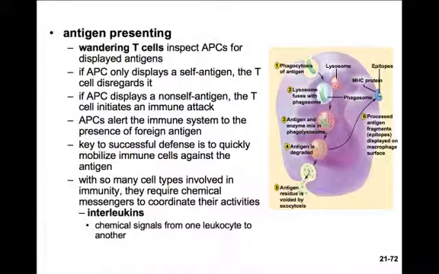With so many different cell types involved in immunity, they're going to require chemical messengers to coordinate their activities. This is where the leukotriene chemicals come in. Leukotrienes are signals that are released by leukocytes so that they can let each other know what's going on. So now that we've had a brief introduction to the general aspects of specific immunity, it's time to step into cellular immunity.